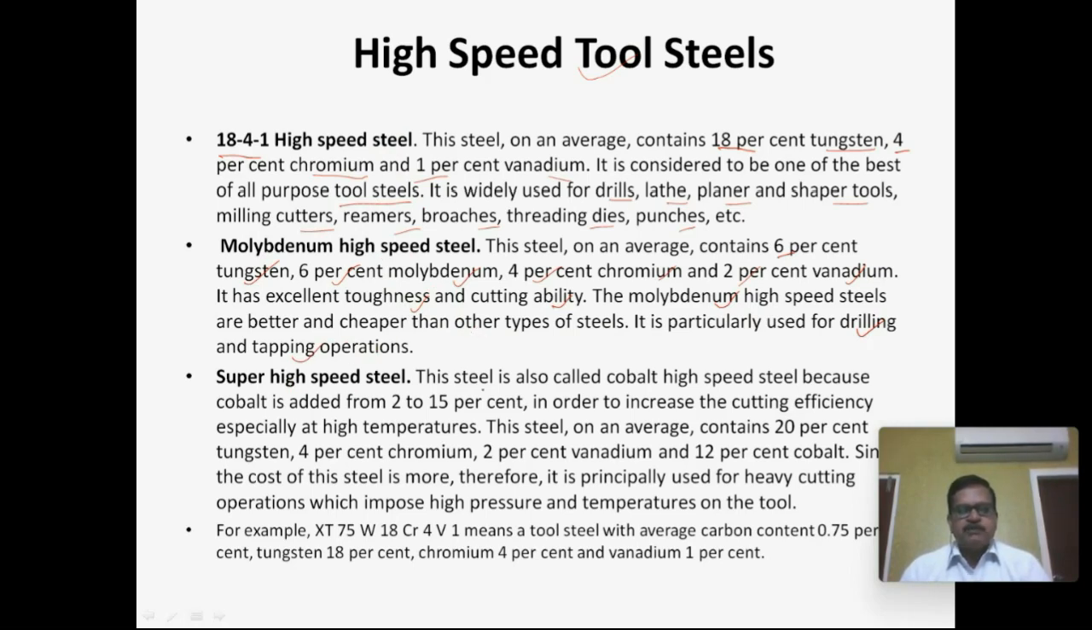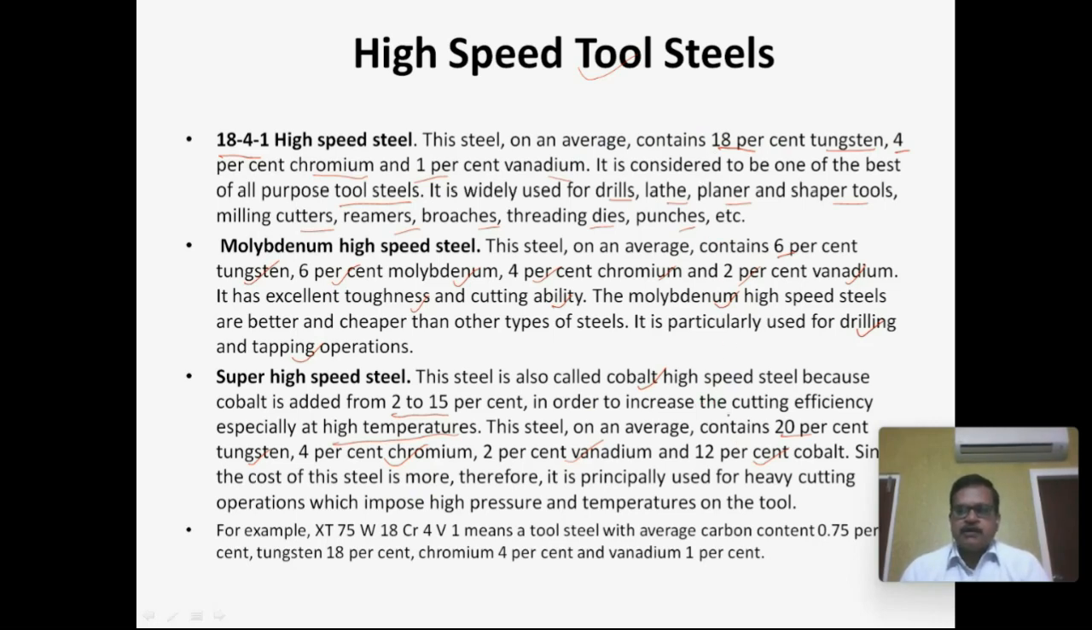Next, super high speed steel. This steel is so called because of the addition of cobalt. Cobalt is between 2 to 15%, which increases the cutting efficiency at elevated temperatures. On the average, it contains 20% tungsten, 4% chromium, 2% vanadium, 12% cobalt. The cost of the steel is more, because you can see here in the first one there is 18% tungsten, here there is 6% tungsten, here it is 20% tungsten. So the tungsten is a costly material.